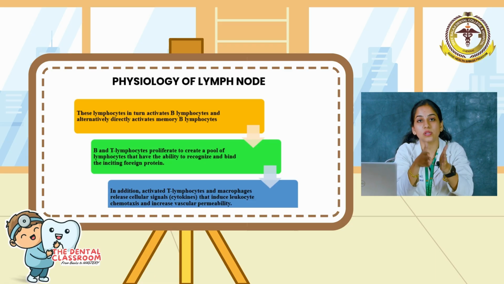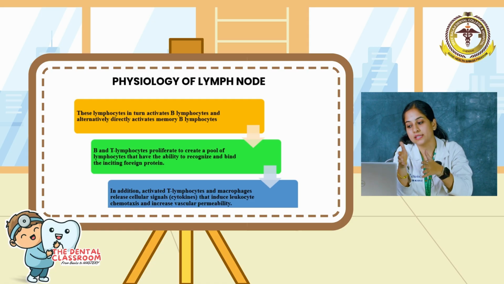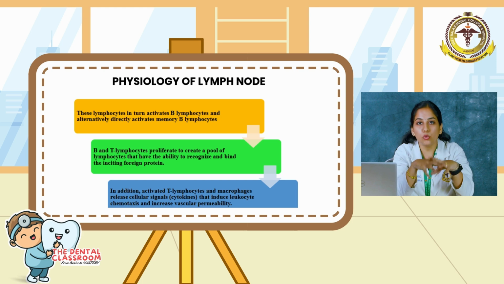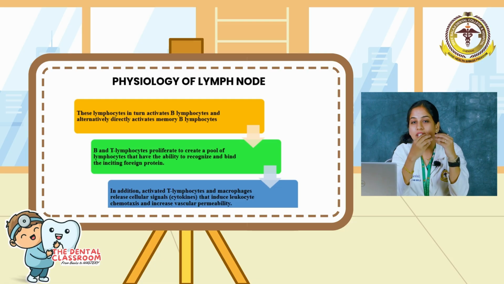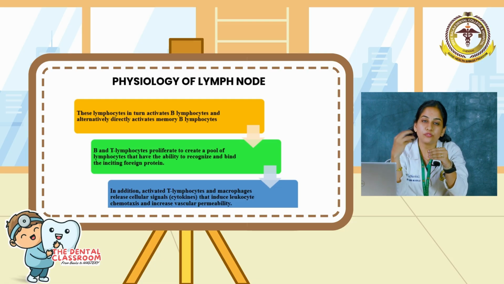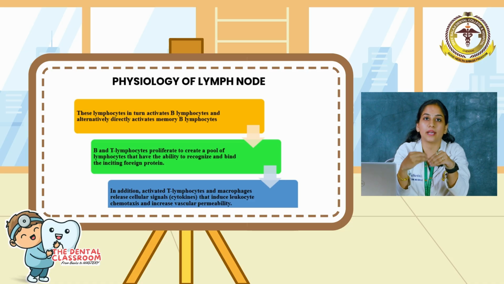So this is how a usual lymphatic system works. As we all know, the T lymphocytes activate the B lymphocytes, and the B lymphocytes in turn activate the memory B lymphocytes. The B and T lymphocytes proliferate and create a pool of lymphocytes. So we actually have three types of lymphocytes, that is the B, T, and the memory B. They have the ability to recognize and bind to the inciting foreign particles. These foreign particles are the disease encountered by the patients.